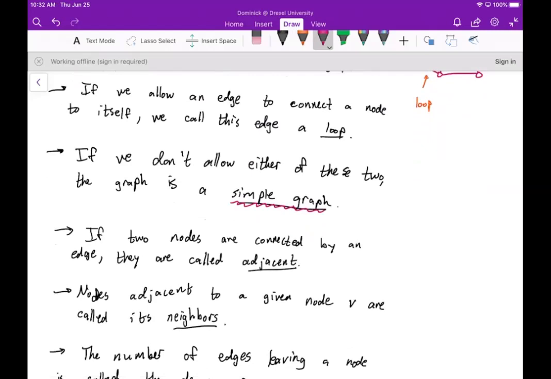Now, if two nodes are connected by an edge, they are considered adjacent. Nodes that are adjacent to a given node are called its neighbors. So just a bunch of terminology here.